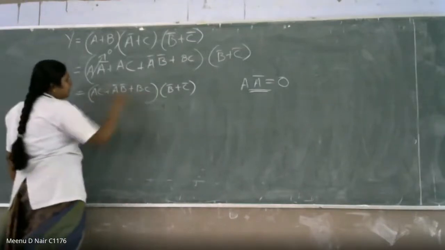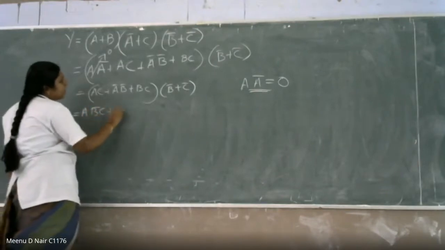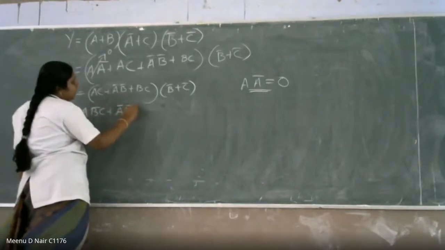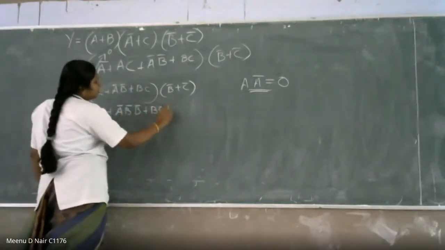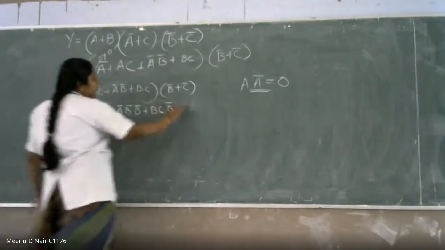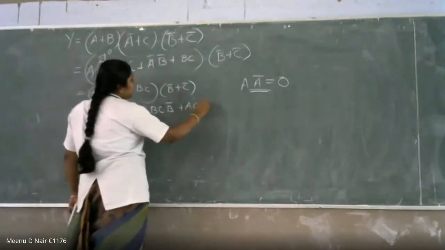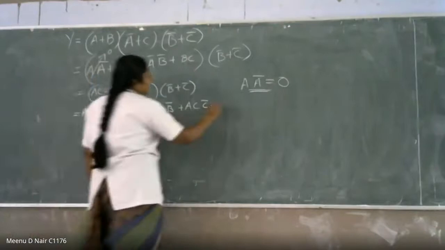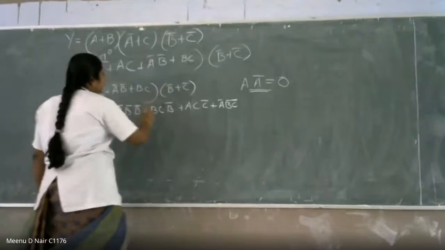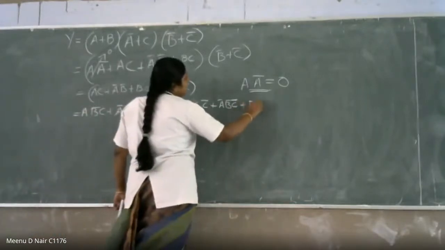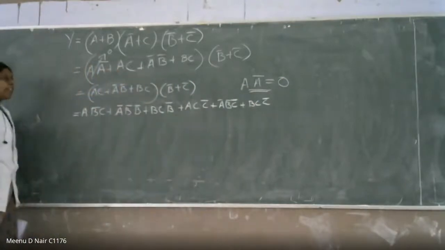You are going to multiply with B bar: A C B bar, next one A bar B B bar, plus B C into B bar. Now you have to multiply the same with C bar: A C into C bar, plus A bar B C bar, plus B C C bar. This is the next step.